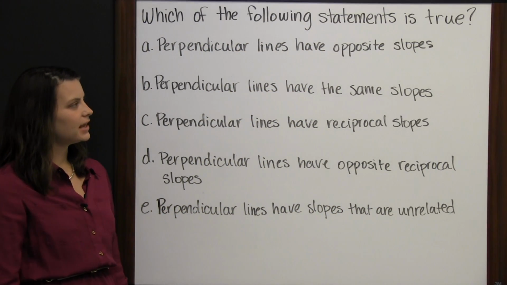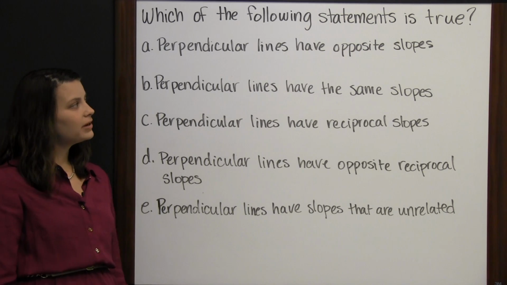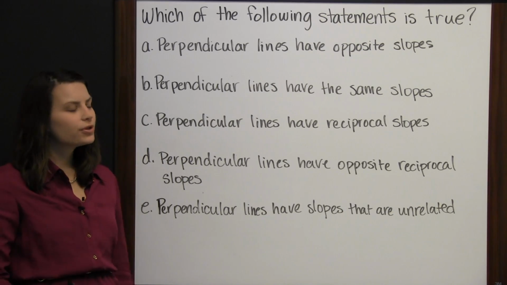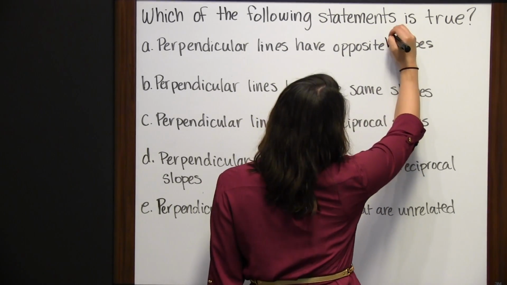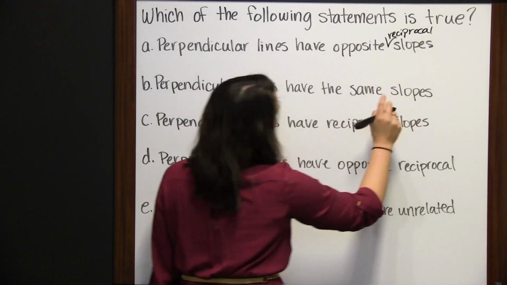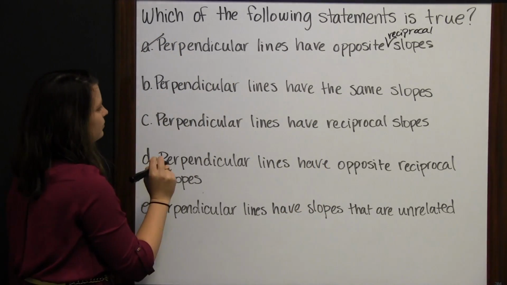Which of the following statements is true? A, perpendicular lines have opposite slopes. Close but not quite. It's missing an important word here, and that word is reciprocal. Perpendicular lines have opposite reciprocal slopes, so that is not true.